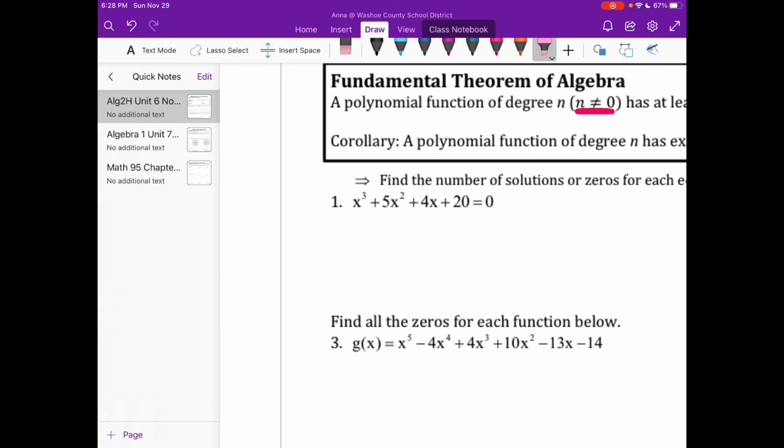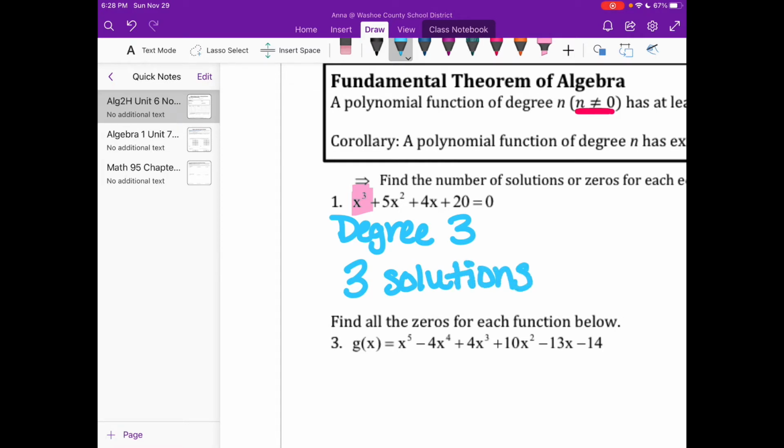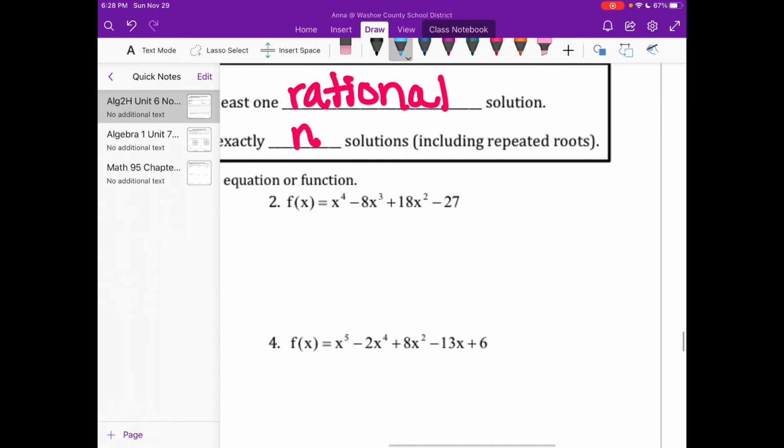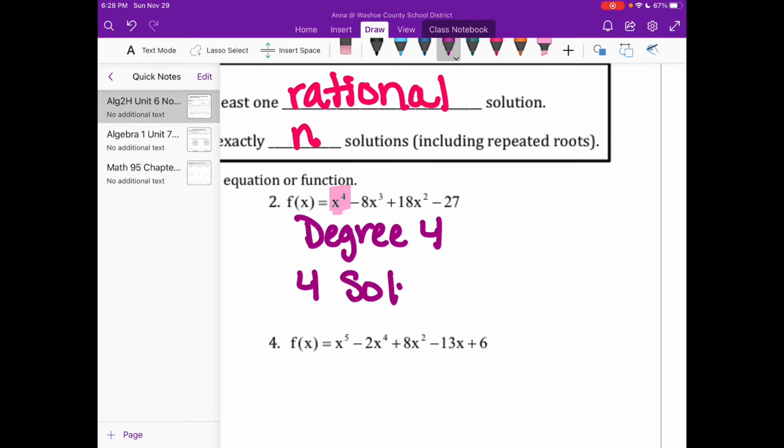On number 1, my biggest degree, if I look at it, is definitely this x cubed, right? So I would write down that it has a degree of 3, which means I have 3 solutions. That's it. And that's going to be really important when I do number 3 and number 4, and I'll show you why. Same thing on number 2. My biggest exponent is right here, this x to the 4th. So this is a degree 4, which means it has 4 solutions.